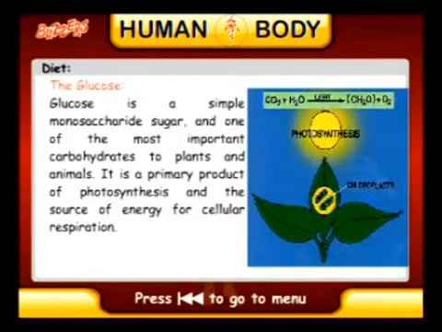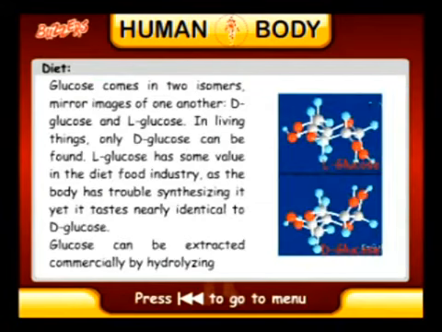Glucose. Glucose is a simple monosaccharide sugar and one of the most important carbohydrates to plants and animals. It is a primary product of photosynthesis and a source of energy for cellular respiration. Glucose comes in two isomers, mirror images of one another, D-glucose and L-glucose. In living things, only D-glucose can be found.